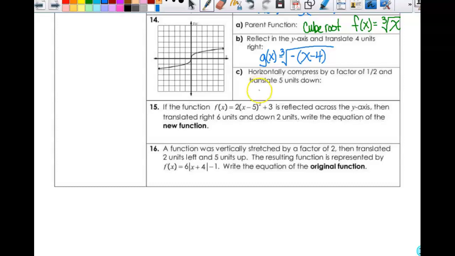All right, you do C. We'll call it h of x. Read it. Write yourself an equation.